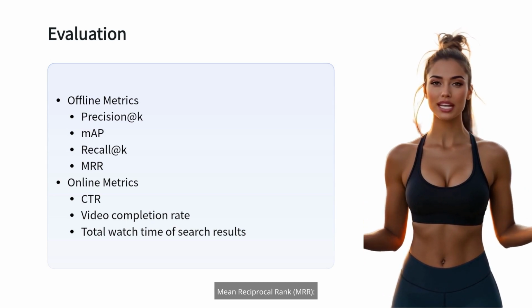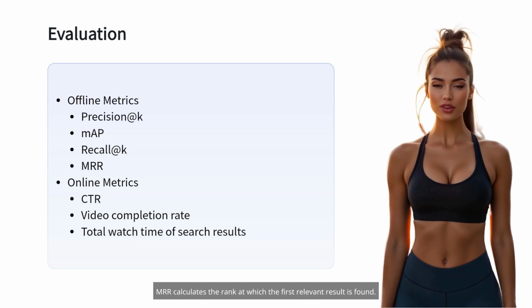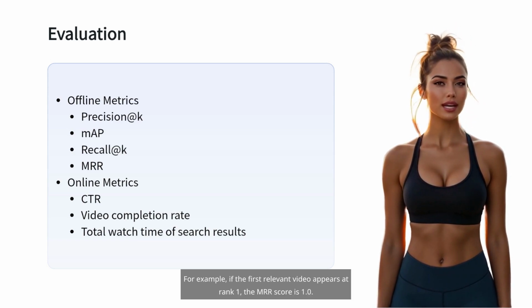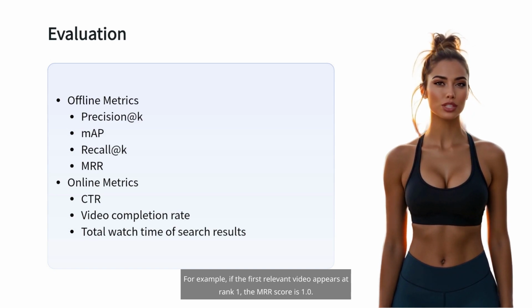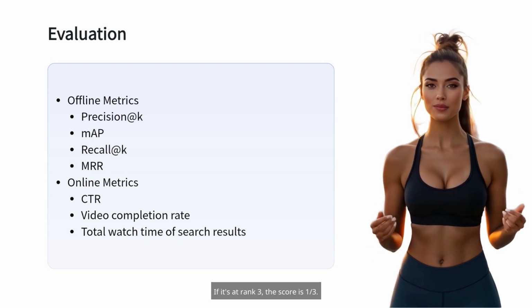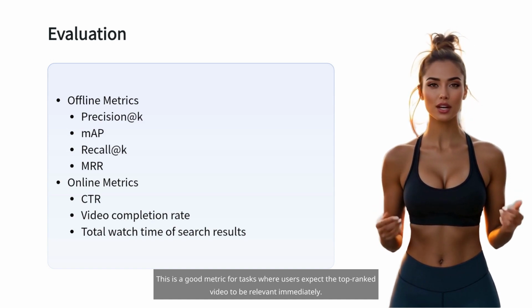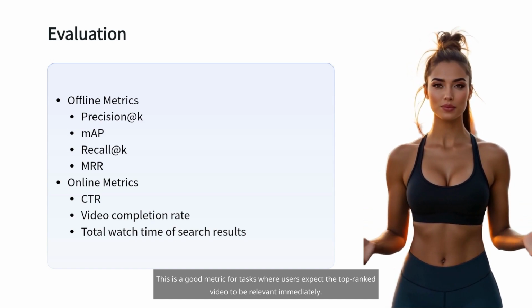MRR calculates the rank at which the first relevant result is found. For example, if the first relevant video appears at rank 1, the MRR score is 1.0. If it's at rank 3, the score is 1/3. This is a good metric for tasks where users expect the top-ranked video to be relevant immediately.